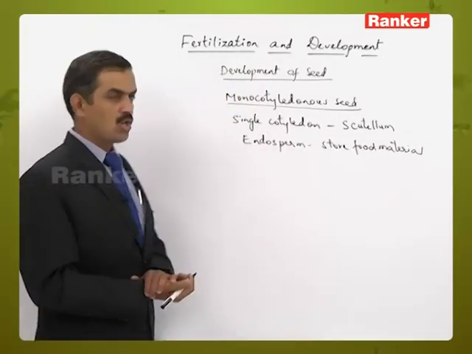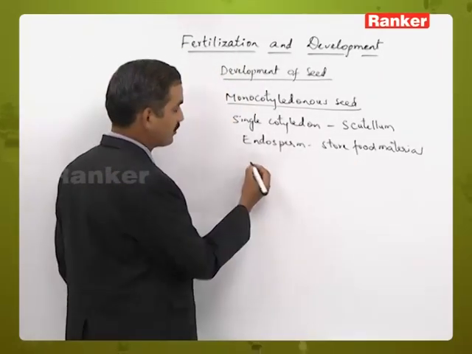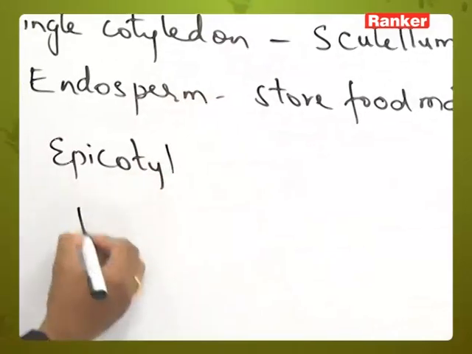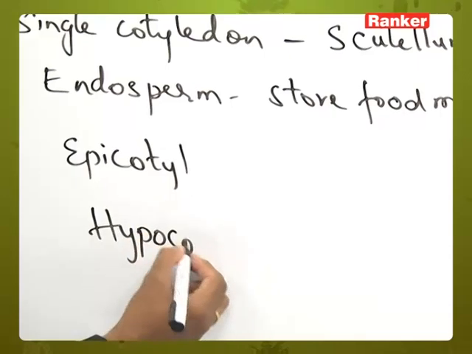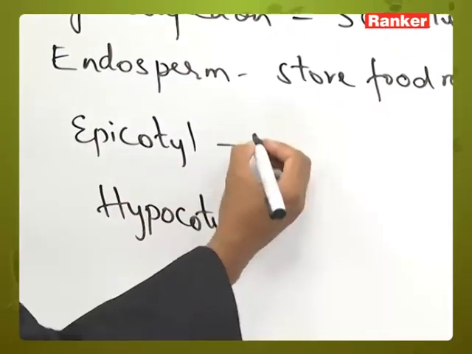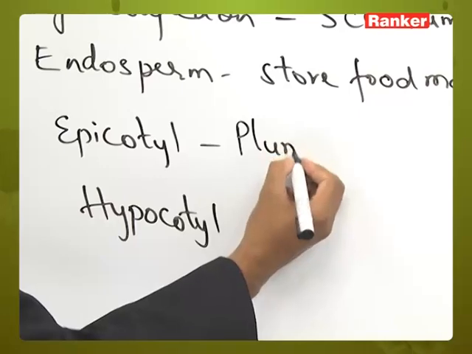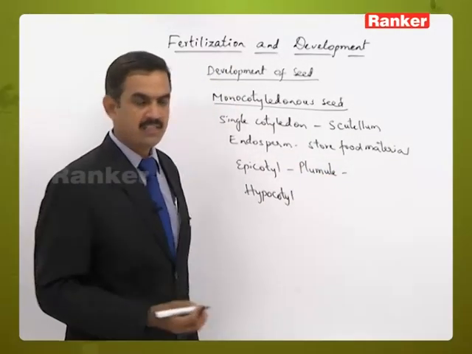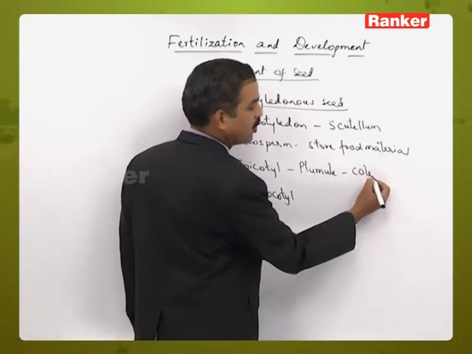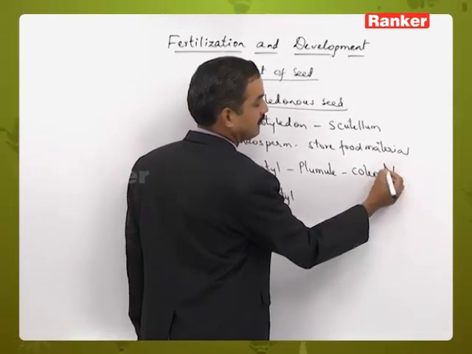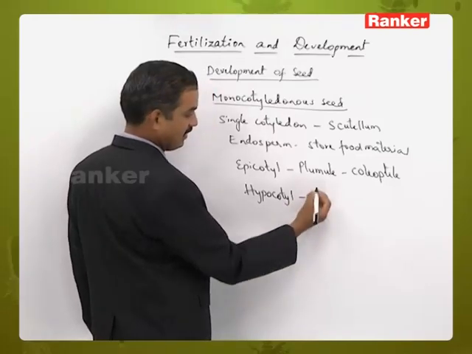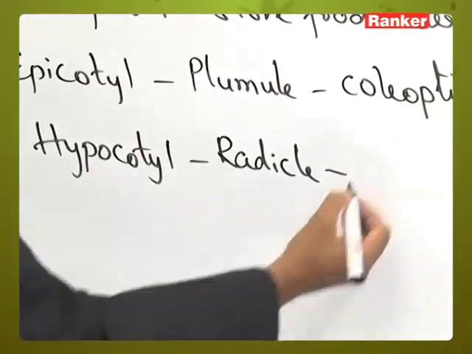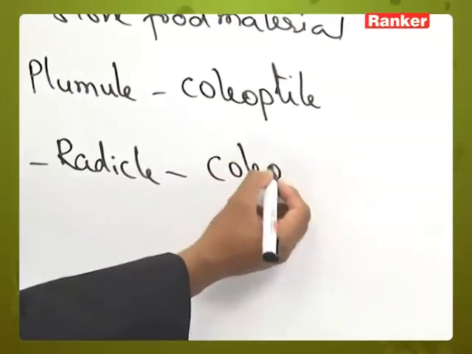And in this monocot seed also, we can see the presence of epicotyl and hypocotyl. So, in the epicotyl, as we know, the plumule part is present. The extreme tip of the plumule is covered with a sheet-like structure called as coleoptile, whereas the hypocotyl extreme tip is called as radicle. So, this radicle is covered with a sheet-like structure called as coleorhiza.